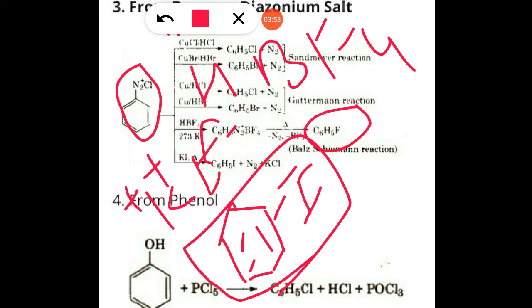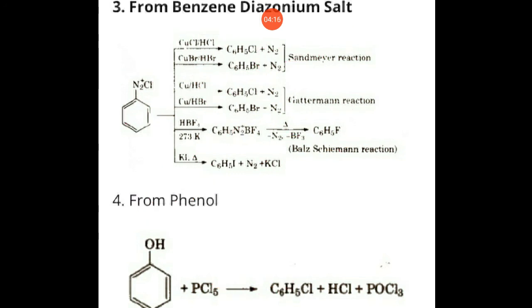Similarly, chlorobenzene can also be prepared from phenol, that is a haloarene. Here the phenol reacts with PCl5 to form C6H5Cl, that is chlorobenzene. POCl3 is given out, and HCl. So that is the preparation of halobenzene from phenol as well as from diazonium salt.